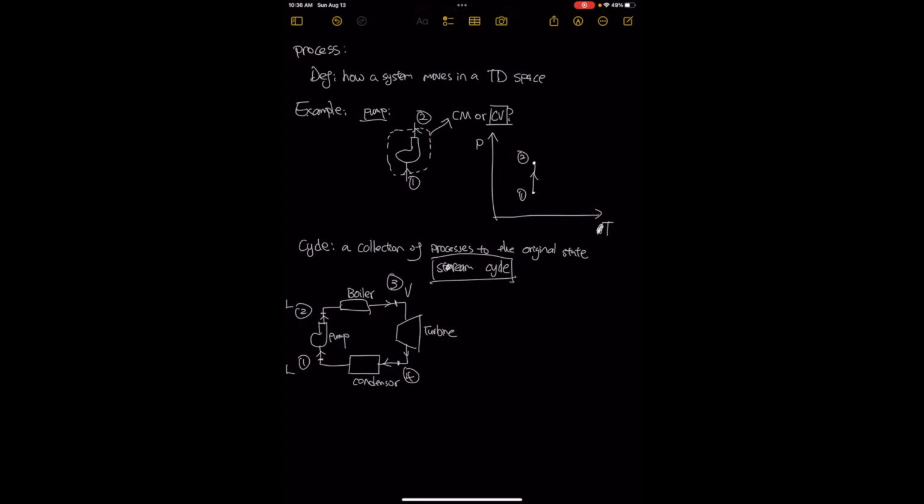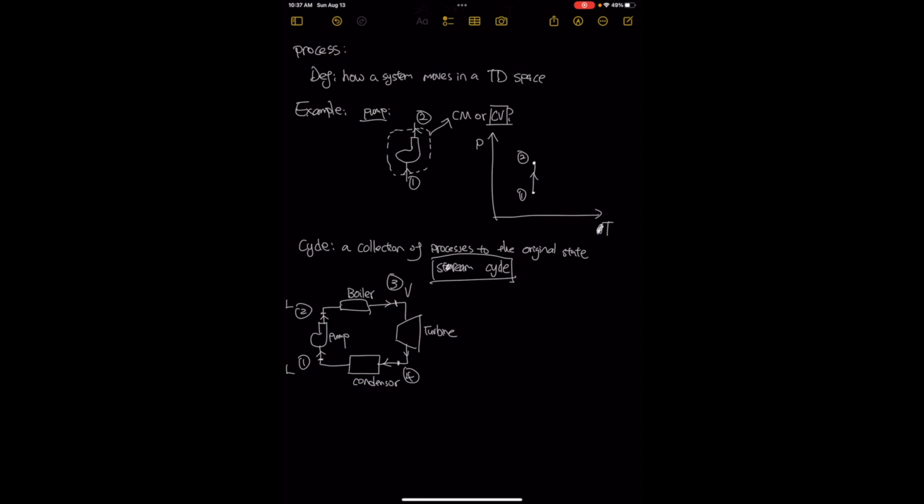Okay, now let's look at a little bit more detail. Let's go back to the pump. The pump's job is to pressurize liquid water to a high pressure, and the temperature doesn't really change. Then we pass this pressurized water on to the boiler. Boilers typically rely on an external heat source to heat up the liquid water and provide more internal energy to the liquid water.